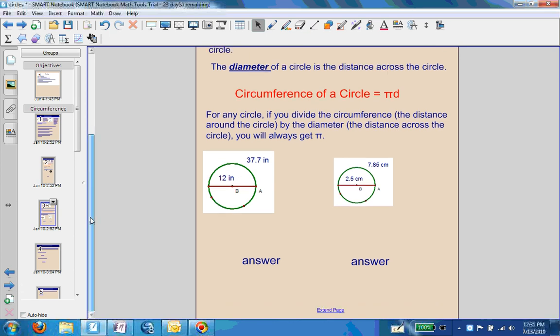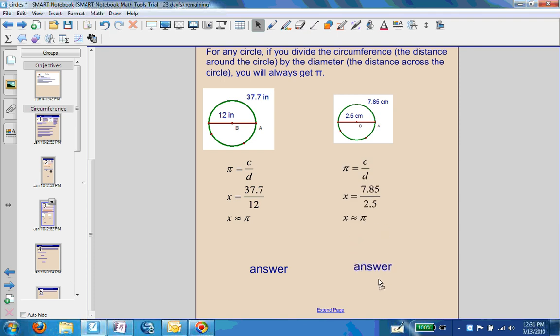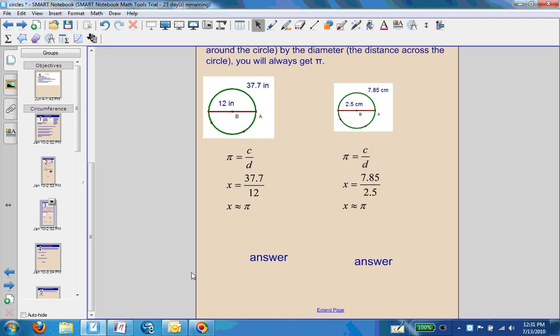So we can see that in a couple of examples. Now, these are rounded numbers, so our answer for pi will be slightly rounded. It won't be quite exact because pi is an infinite number. So in this example, we have the circumference 37.7 divided by the diameter 12. And when you divide 37.7 by 12, you will end up with very close to 3.14, etc. And here's another example with a smaller circle, and the same thing applies. If you divide the circumference by the diameter, you will also get approximately pi.